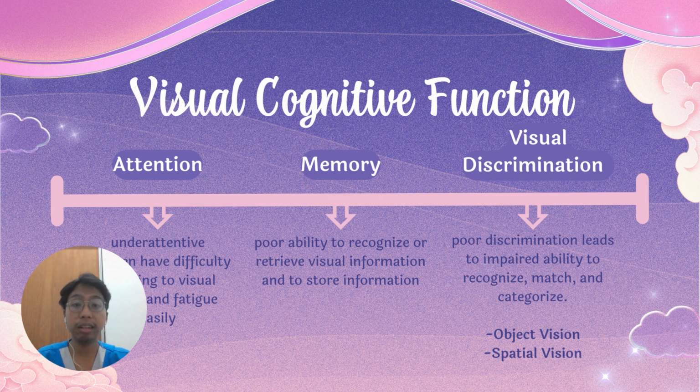And then visual discrimination. Poor discrimination leads to impaired ability to recognize, match, and categorize. Is it important for them to have this visual discrimination? Yes. How can you discriminate your favorite Starbucks drink from all these Starbucks drink orders clumped together? This is an example of it. You recognize that that is yours and match it to your memory. And then there are two things under visual discrimination, which are object vision and spatial vision.